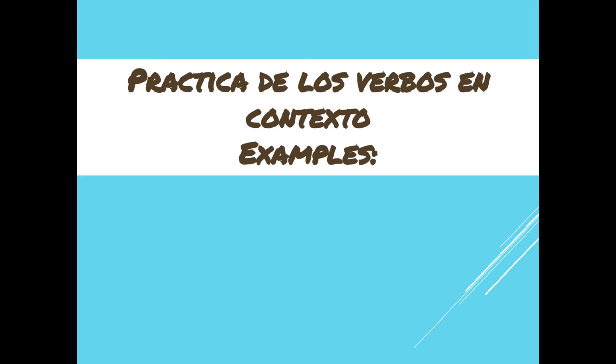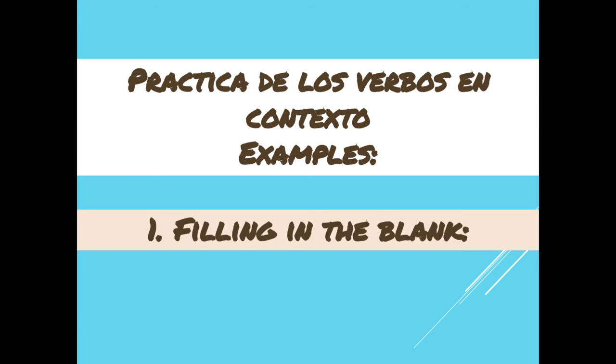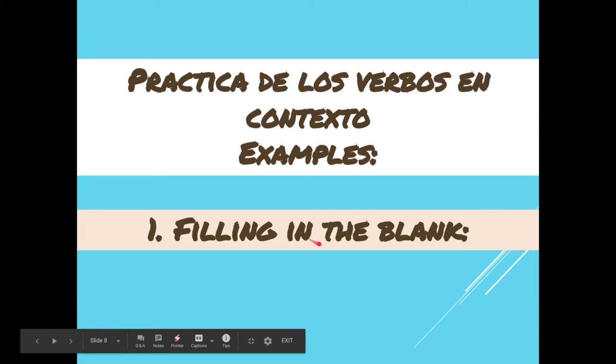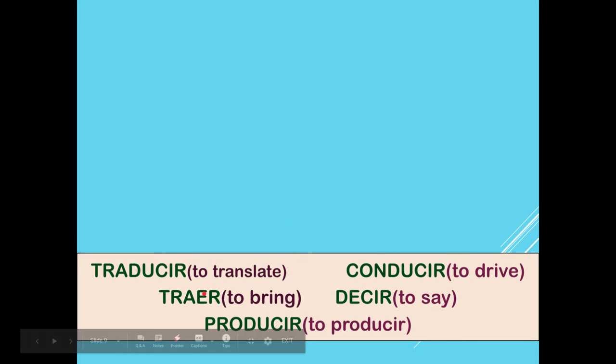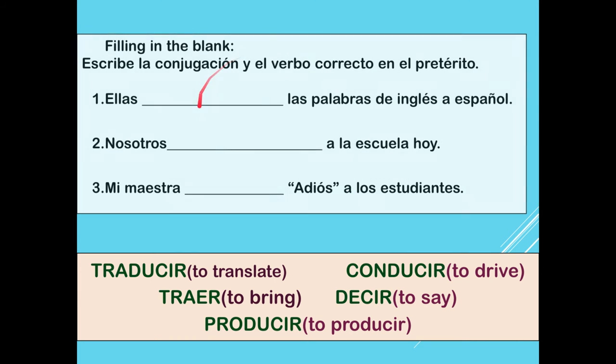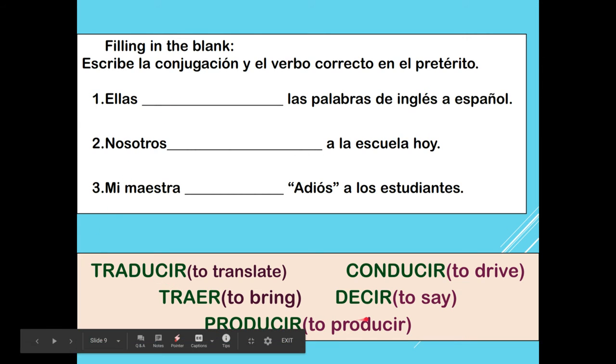And then now let's move on. How are you going to put these verbs into practice? How are you going to put this in context? ¿Sí? Entonces, práctica de los verbos en contextos. Entonces, tenemos ejemplos, ¿verdad? Y ejemplo número 1, vamos a llenar en el blanco, ¿sí? Entonces, necesitan los verbos, ¿sí? Tenemos 1, 2, 3, 4, 5 verbos. Y van a llenar en el blanco usando los 5 verbos.